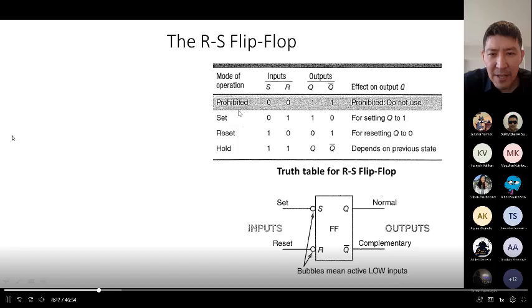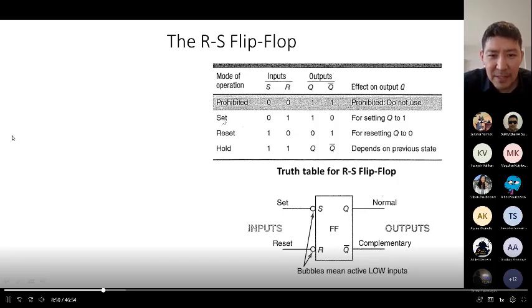Let's start from the prohibited mode. When you apply 0 to both the set and reset inputs, so you activated both S and R, the output will be 1, 1. So it is prohibited, forbidden. You do not need to use this state.